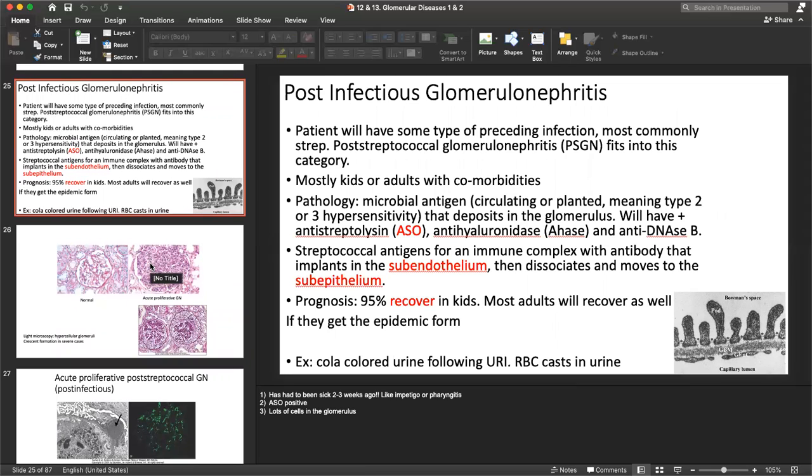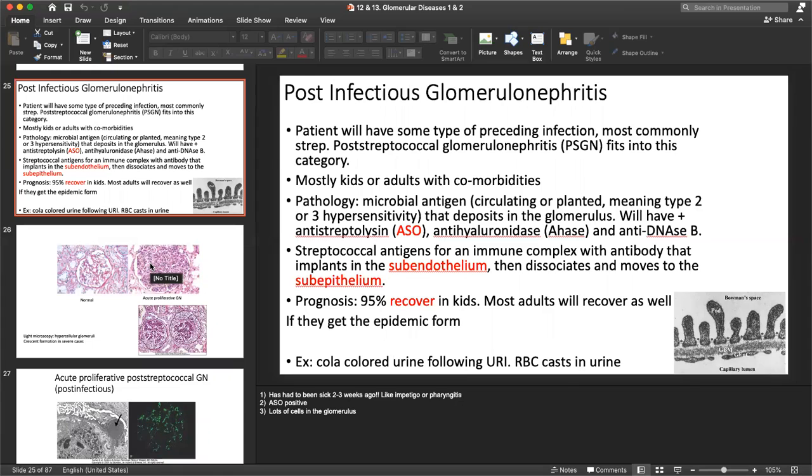Usually with post-infectious glomerular nephritis, you're going to be presented with a patient that has had an infection like strep. Honestly, it's usually going to be a kid. They've had a sore throat. They even may have been treated for this sore throat, let's say 2 weeks ago, and then they start having dark colored urine. And you notice red blood cell casts. So this is what you should be thinking of.